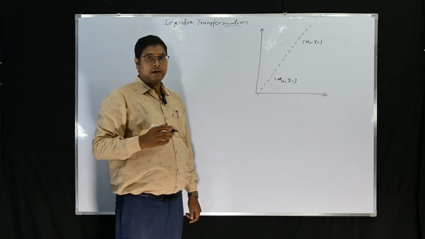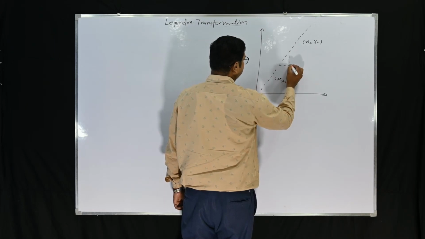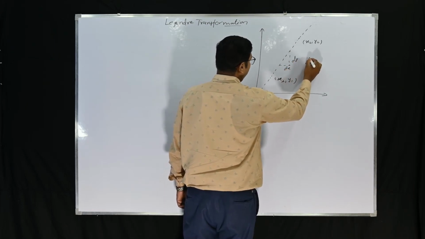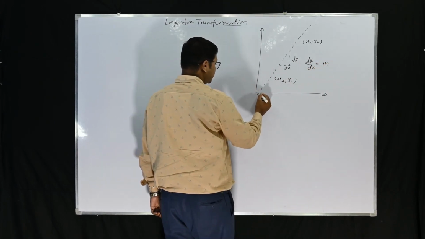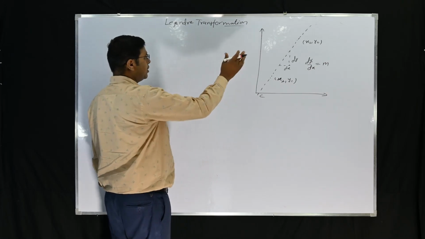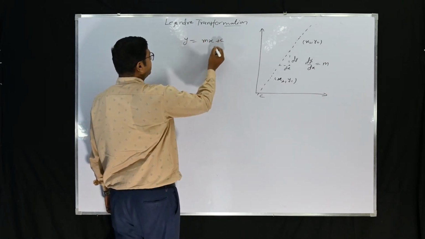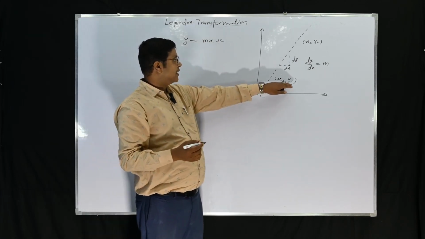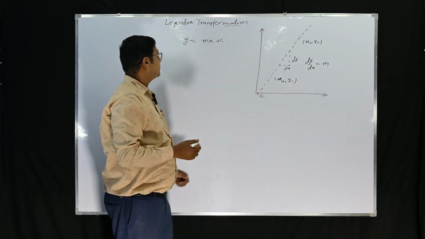The same line I can draw if I know the value of dy by dx, and that is called the slope m, and the intercept c. So I can draw this line with y is equal to mx plus c, with the known values of x1 y1 and x2 y2, or with the known values of m and c.